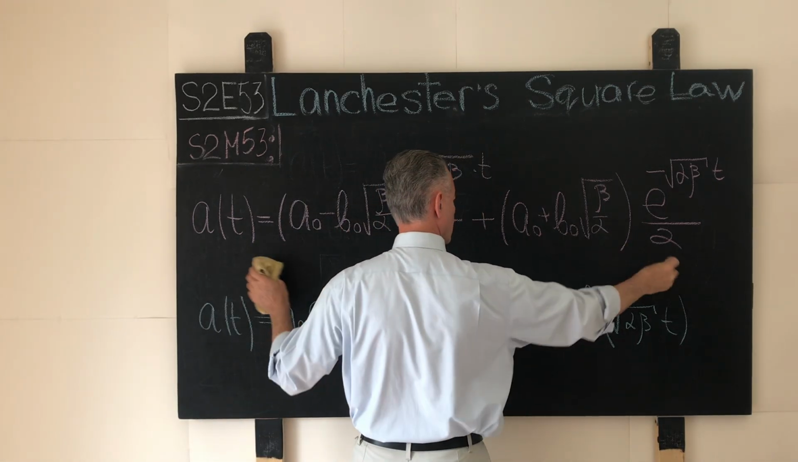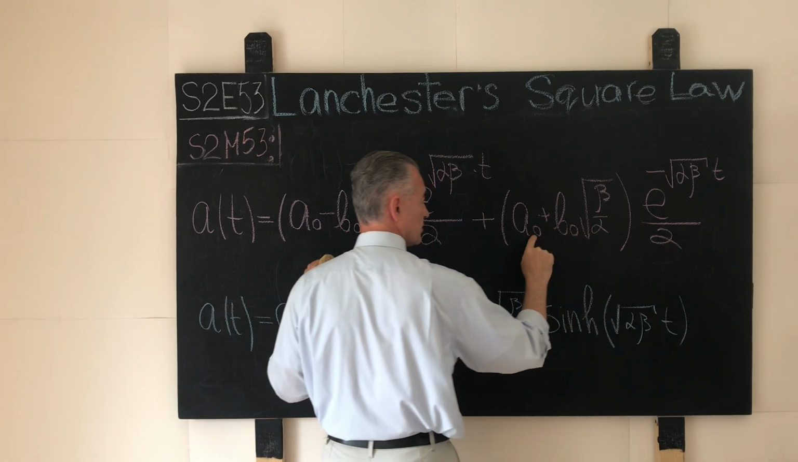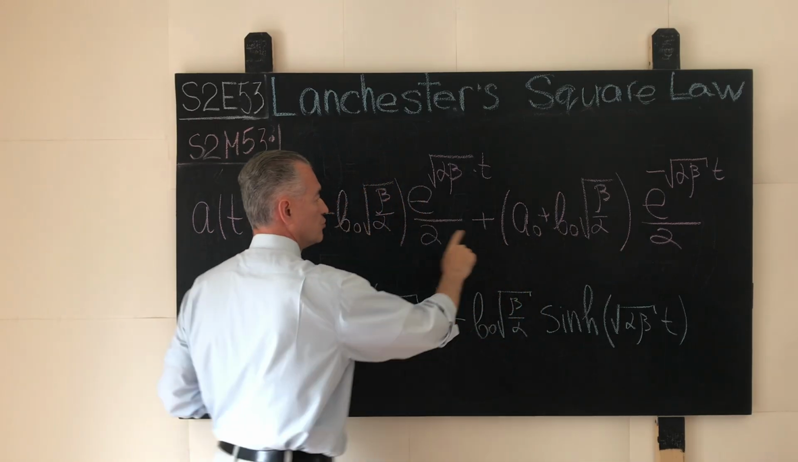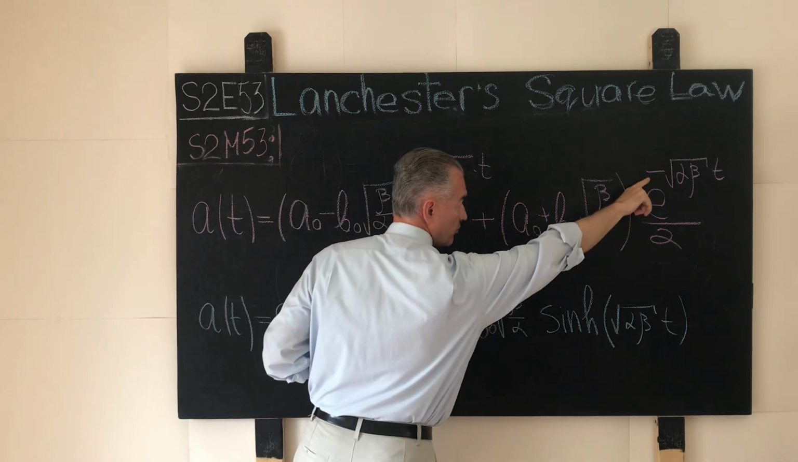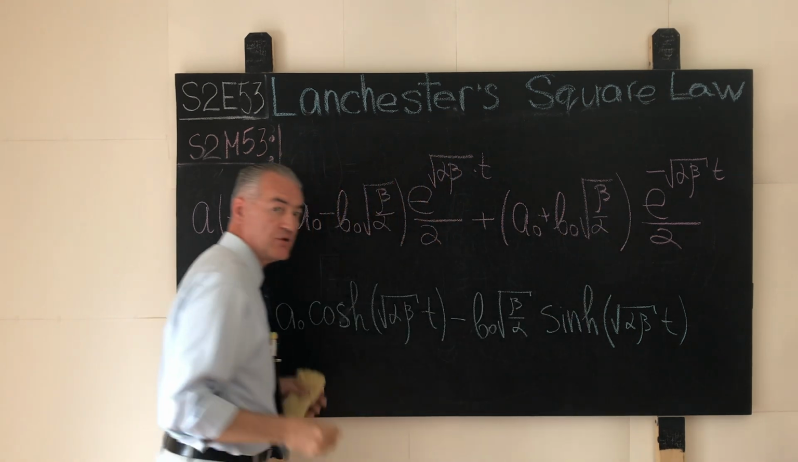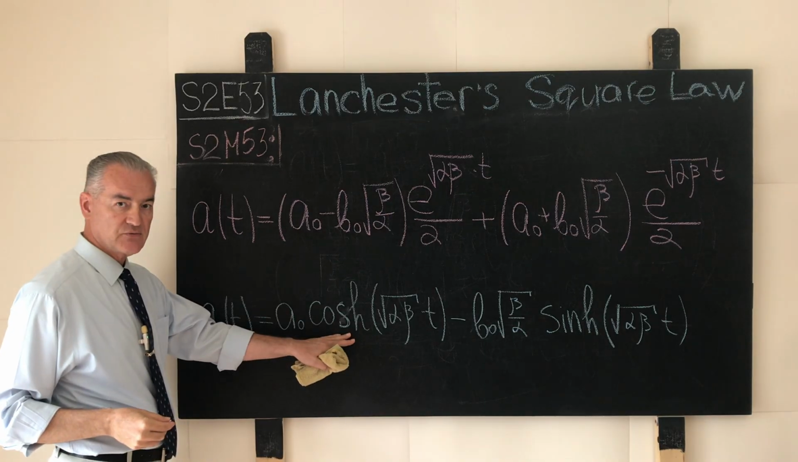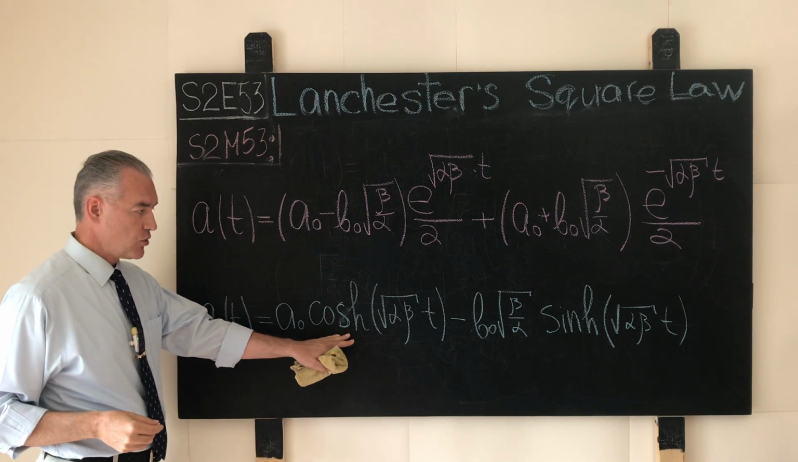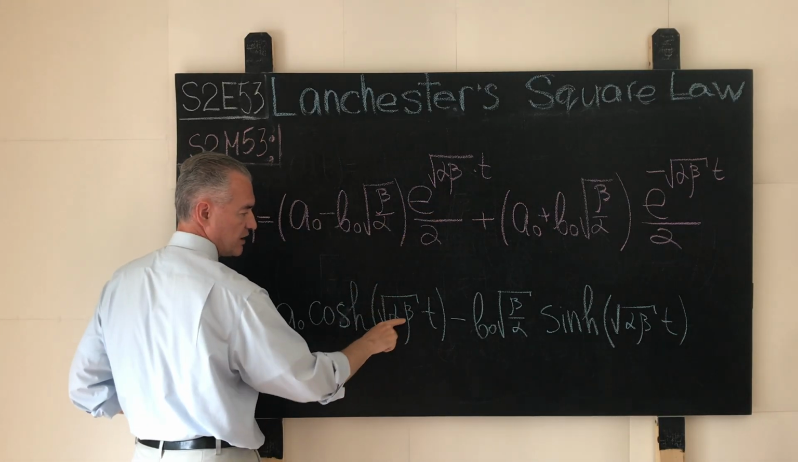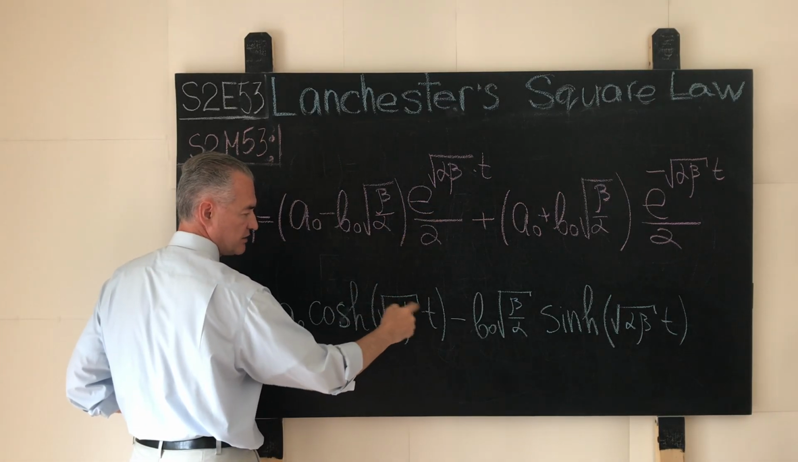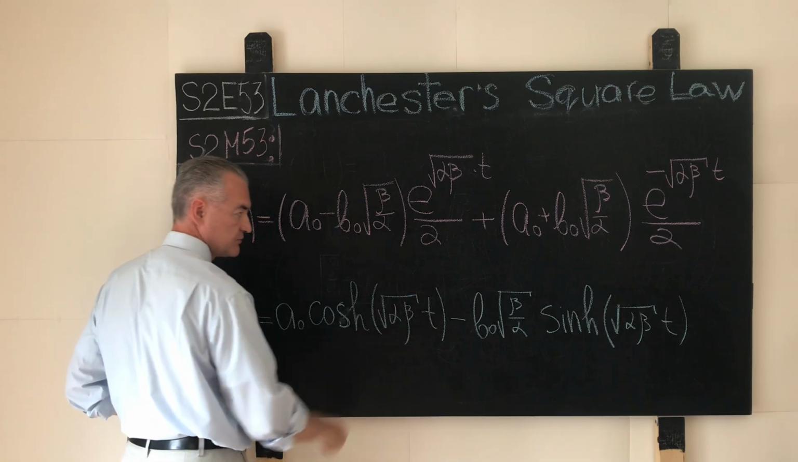So these two guys can be combined into what? A sub 0 times the quantity e with the positive exponent plus e with the negative exponent, over 2. This is your favorite hyperbolic cosine. And what's the argument? Well, that is the argument: square root of alpha times beta times t. t is not under the square root. Square root is by itself.